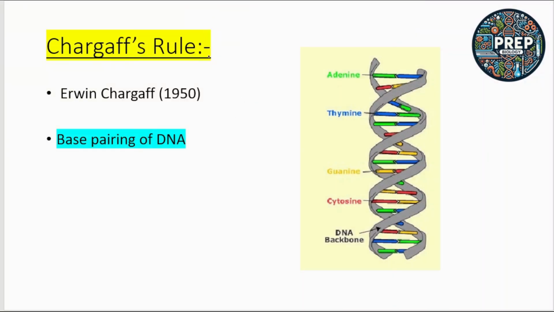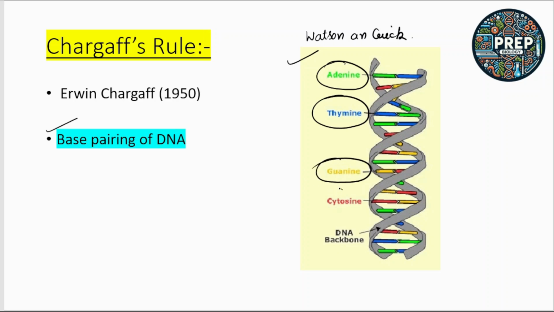So today in this lecture we are going to discuss Chargaff's rule. Okay, so let's start the lecture. Erwin Chargaff was a scientist in 1950. He formulated some rules regarding the base pairing of the DNA. We know that Watson and Crick gave the double-stranded model of the DNA, and that there are different nucleotide bases present in the DNA structure. So Erwin Chargaff formulated some rules regarding the base pairing of the DNA, how the bases are attached in the structure of the DNA.